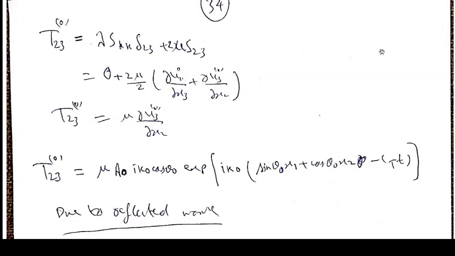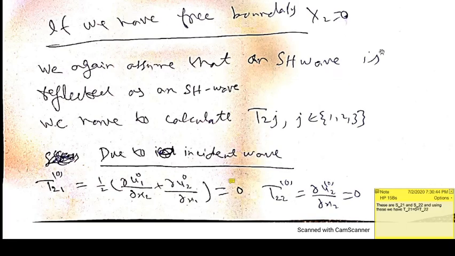Now if you have T21, you will have to calculate 3 components, T21, T22 and T23. For T21, it will be equal to lambda Skk delta 21 plus 2 mu S21. The first term is 0 due to delta 21. The second term contains 2 mu S21, and S21 equals 1 by 2 (partial u1 partial x2 plus partial u2 partial x1).